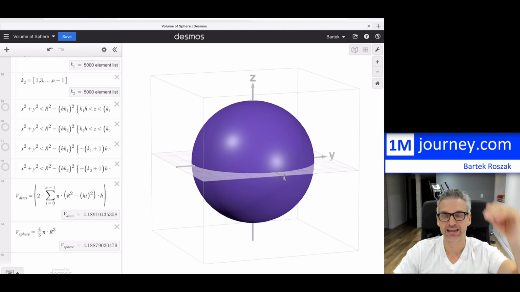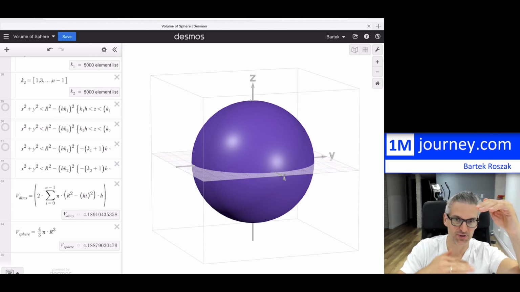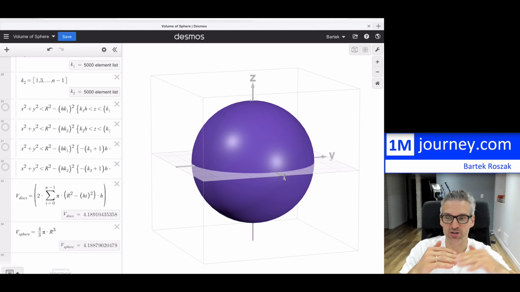If I keep cutting up into smaller and smaller pieces, and keep adding them up, then I would do that. By the way, that formula that you see there, the 2 for the disks, just means that I'm doing both the half sphere up and the half sphere down, so that's twice. And I'm just counting up the actual radius itself.